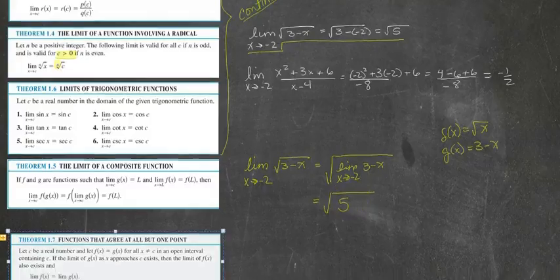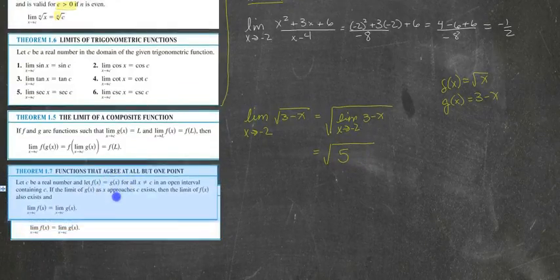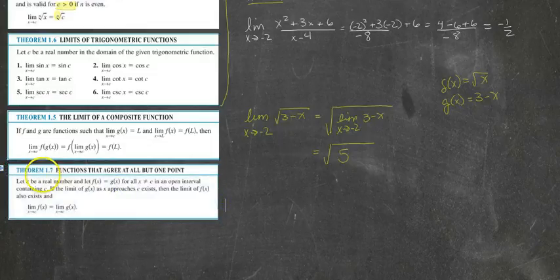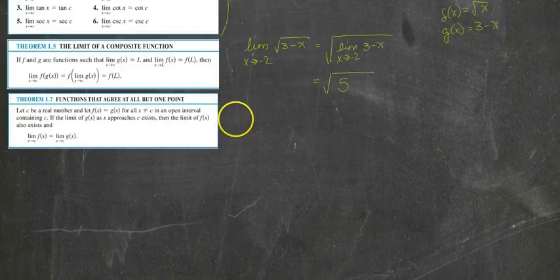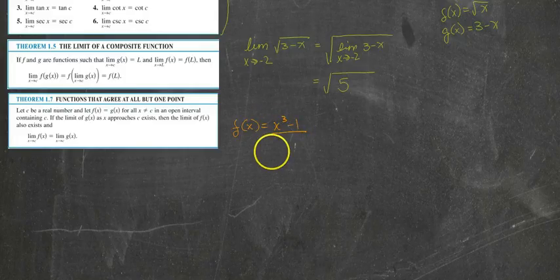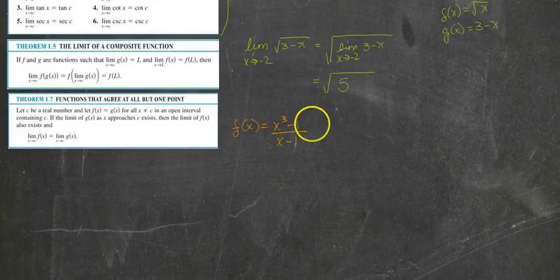And last but not least, we start to get into some territory that we've covered already. We start looking at what happens to functions that agree at all but one point. And this would be an example of a rational function where the denominator equals 0. Such as, let f of x equal x cubed minus 1 over x minus 1. So we're good to go, except we can already tell that x cannot be 1, because that would give me a 0 in the denominator.